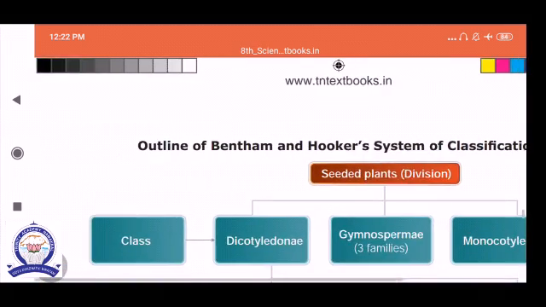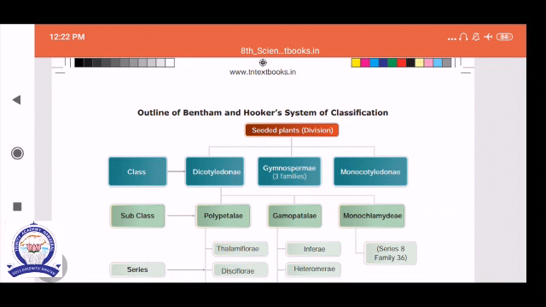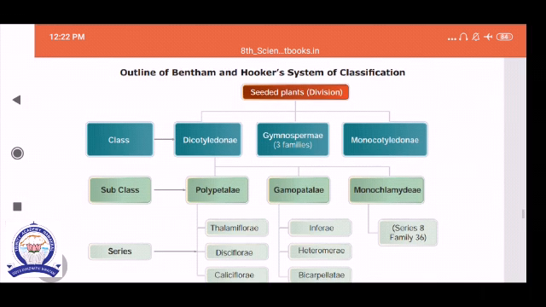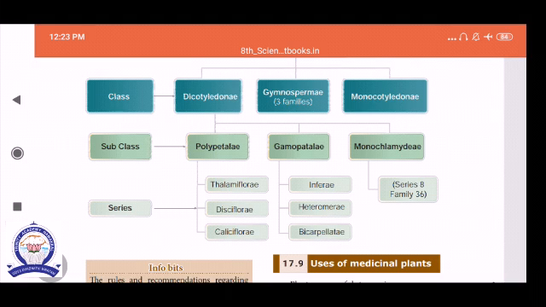See the flow chart, the outline of Bentham and Hooker classification. Under the seed plant division, there are 3 classes, namely dicotyledon, Gymnosperm, and monocotyledon. Gymnosperm contains 3 families. Dicotyledon has 3 subclasses: polypetalae, gamopetalae, and monochlamydeae. Polypetalae contains 3 series: Thalamiflorae, Disciflorae, and Calyciflorae. Gamopetalae, the second subclass, includes 3 series: Inferae, Heteromerae, and Bicarpellatae.